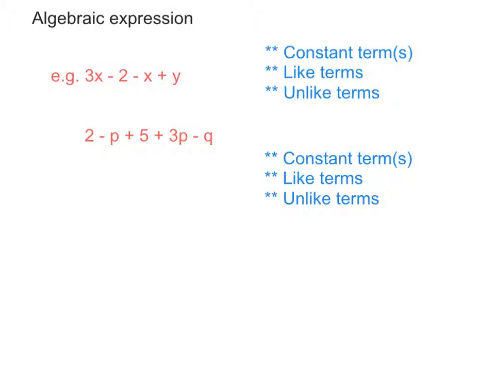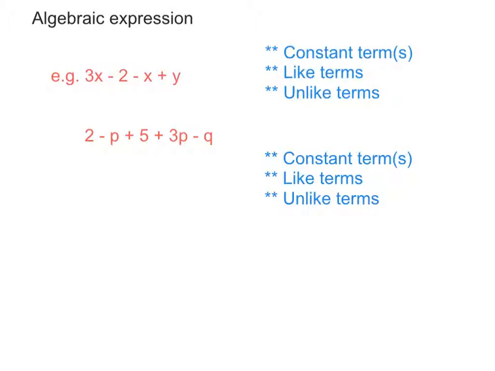Right, this time we'll talk about algebra expressions. Now let's look at these two examples. When we have algebra expressions, we will have some symbols such as x and y to represent certain numbers. Other than x and y, we can also use other symbols such as p or q, etc.